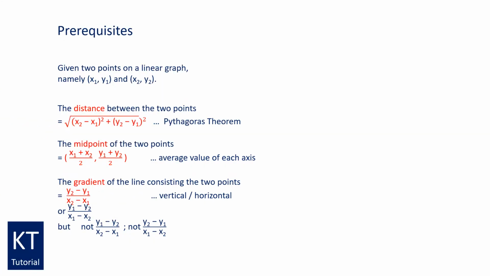Here are some prerequisites to begin with. Given 2 points on a linear graph, (x1, y1) and (x2, y2), the distance between the 2 points is the difference in its x squared plus the difference in its y squared, all square rooted, per the Pythagoras theorem. Its midpoint is the average of its x values and the average of its y values. Last but not least, the gradient of the line is the ratio of the difference of its y against the difference of its x. Do note that the order in performing the difference matters.